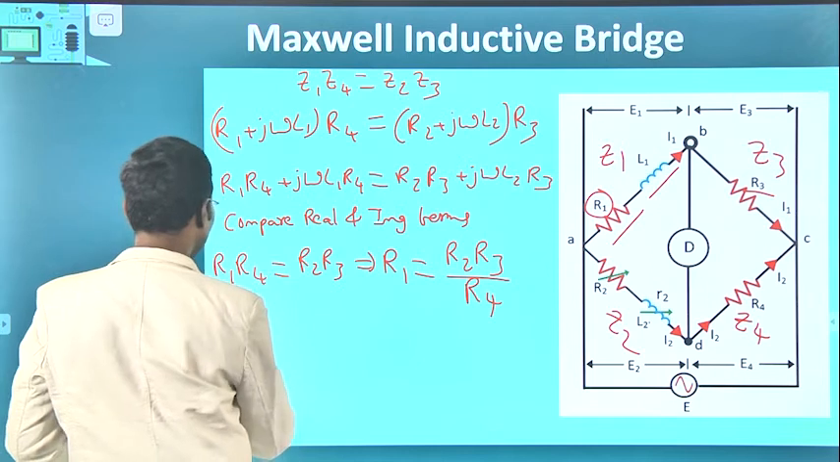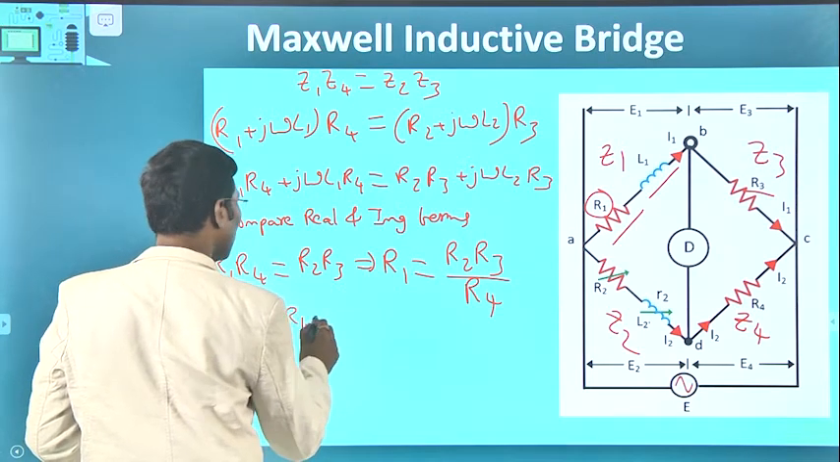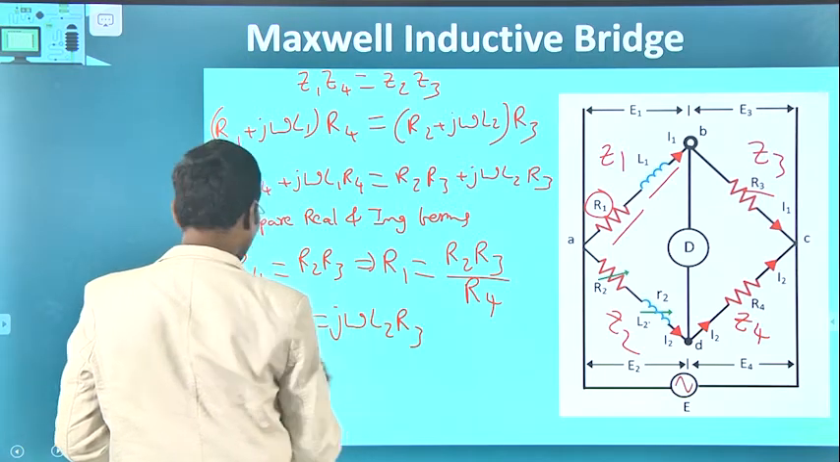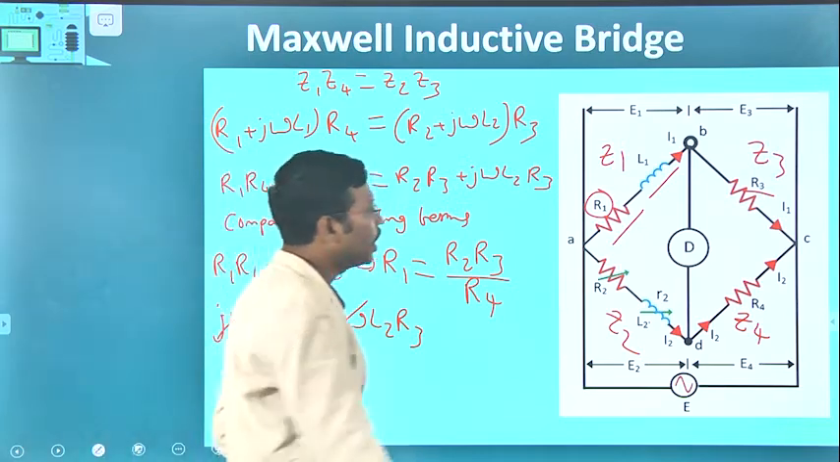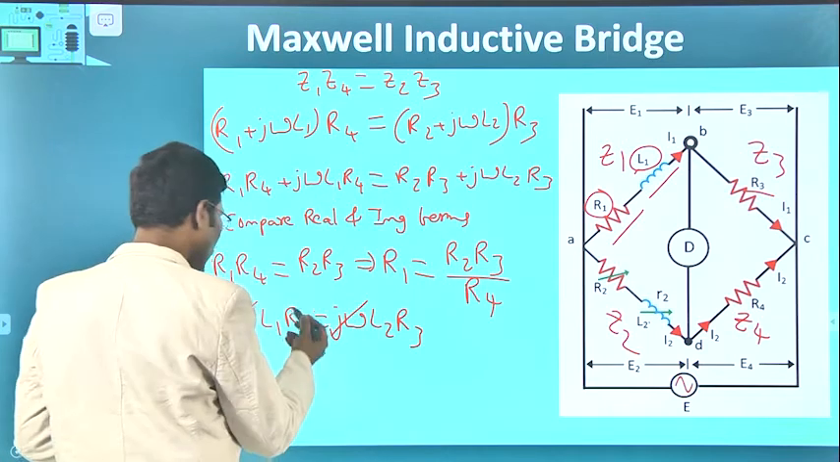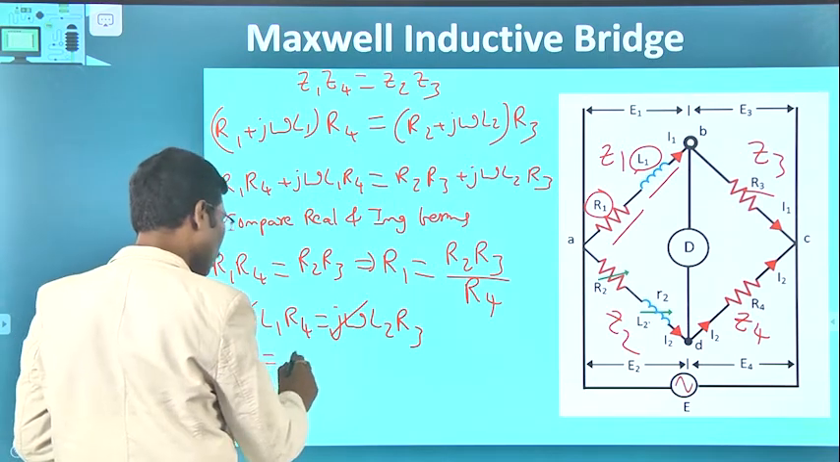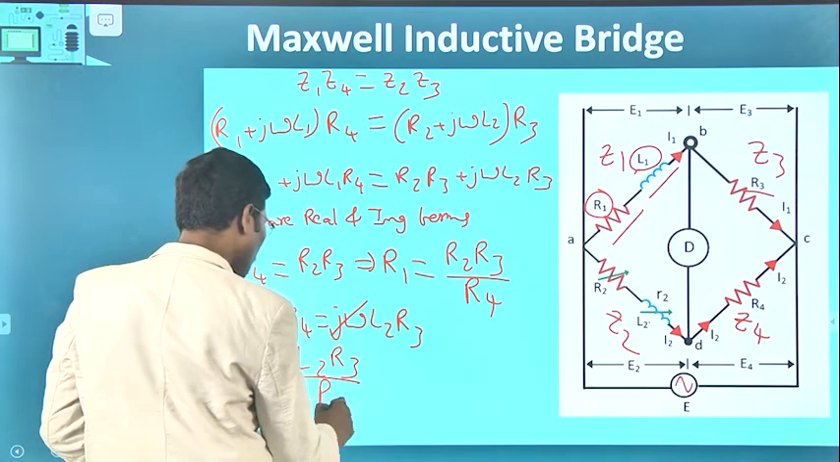If you compare imaginary terms, we have j omega L1 R4 equal to j omega L2 R3. If you cancel out j omega on both sides, and we have assumed that L1 is another unknown value, we will derive an expression for L1 from this equation. So, you will get L1 equal to L2 R3 by R4.